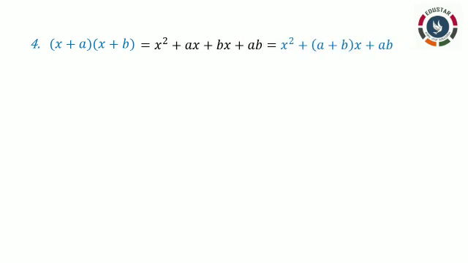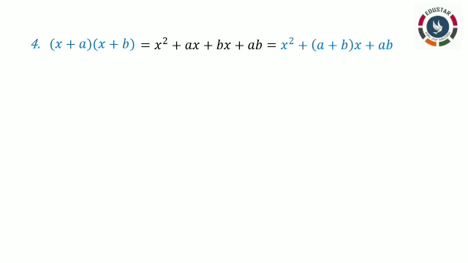Now, let's move on to our fourth identity. X plus a into x plus b. On multiplying, we will get x square plus ax plus bx plus ab. Here, if you see the second and third term, we are having x commonly. So, take that x outside. Then we will get x square plus (a plus b) into x plus ab. So, our fourth identity is x plus a into x plus b is equal to x square plus (a plus b) into x plus ab.